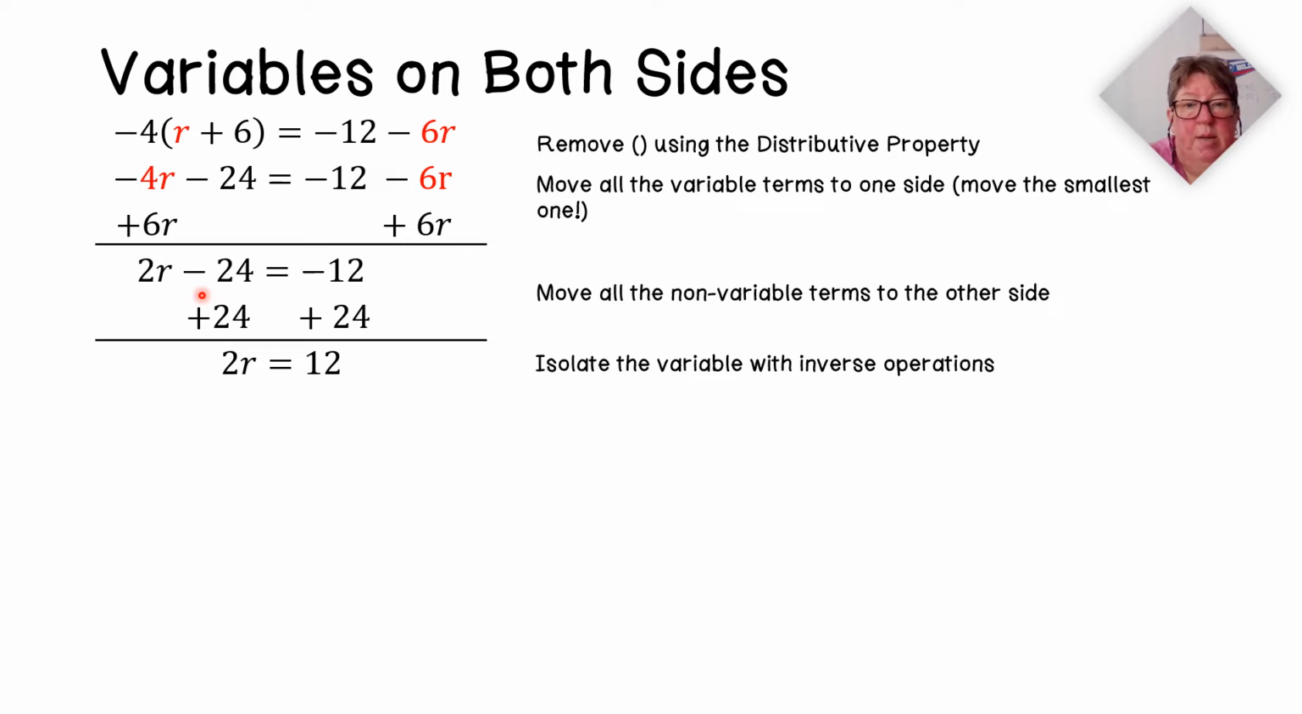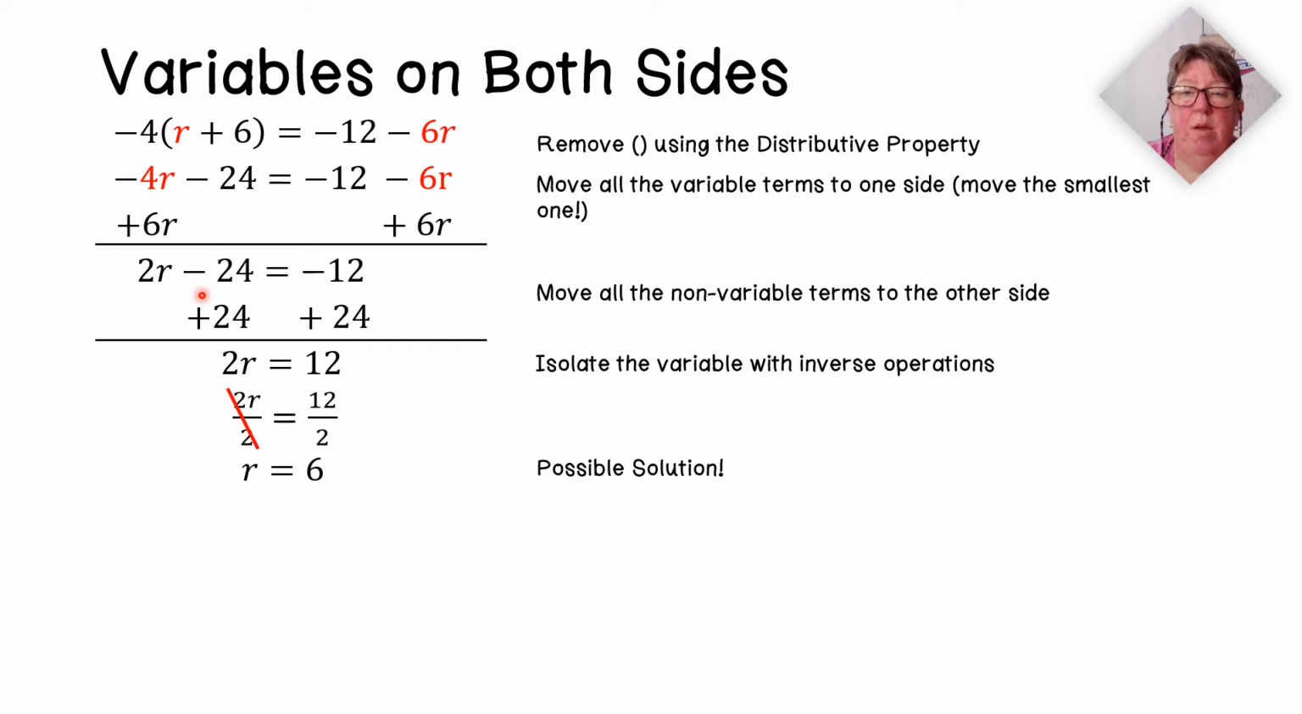So what's my next step? I'm going to isolate the variable with inverse operations, because now I have all my variable terms on one side and my non-variable terms on the other side, and there's only one of each. So that r is being multiplied by 2, so I'm going to use the inverse operation of division, and I'm going to divide both sides by 2. My 2 divided by 2 becomes a 1. So I'm left with r is equal to 6 as my possible solution.